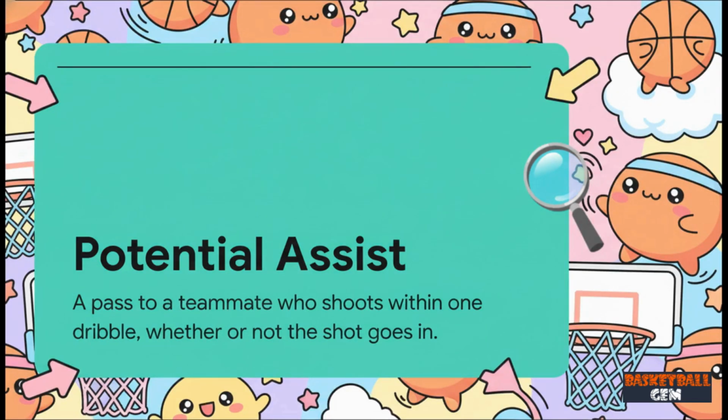And then we have the potential assist. This measures any pass to a teammate who shoots within one dribble, regardless of whether they make it or completely break the shot. It's a fantastic metric for evaluating a player's pure creation ability. For example, Trae Young led the NBA with 18.2 potential assists per game last season. That tells us exactly how often he's generating high-quality looks for his team, completely independent of whether his teammates are actually hitting their shots that night.